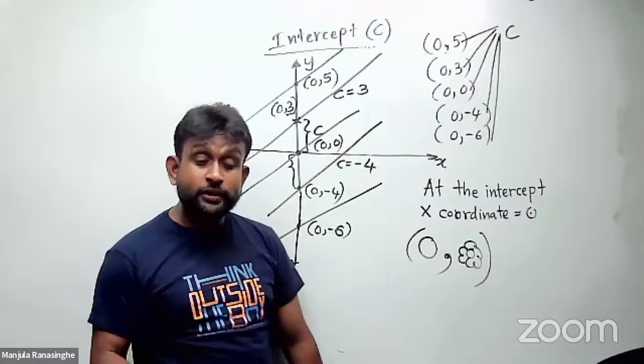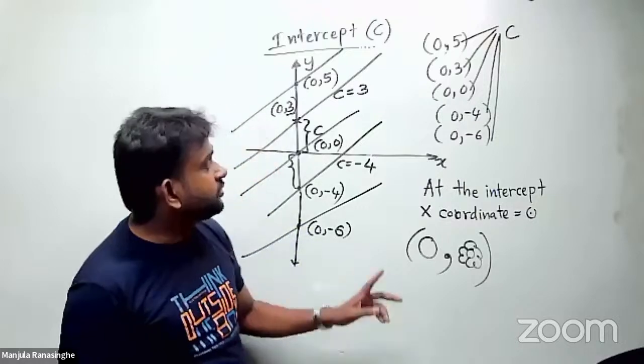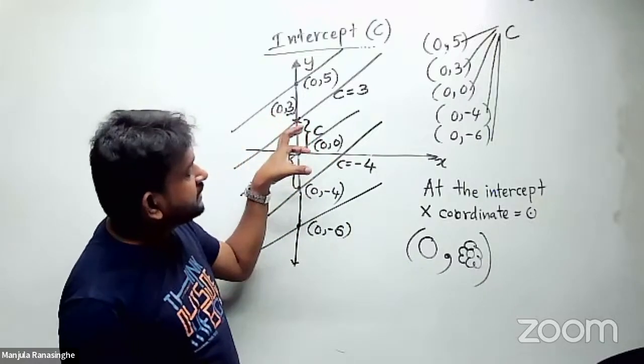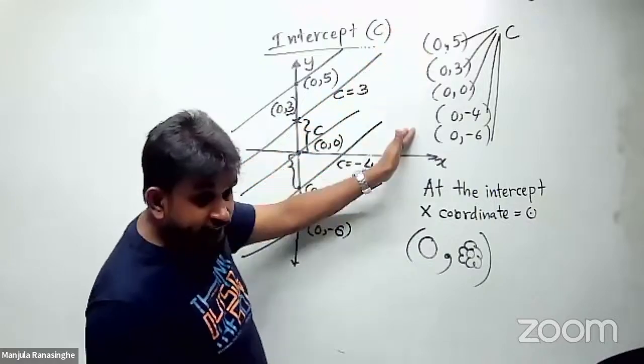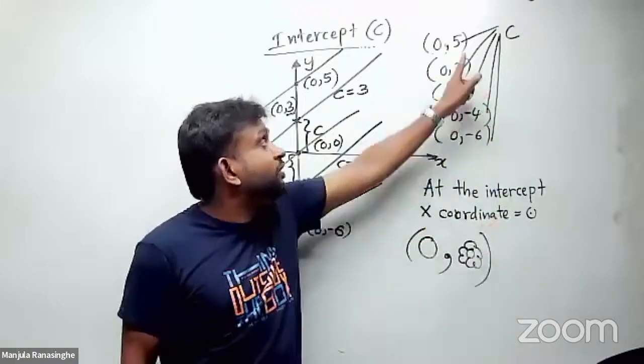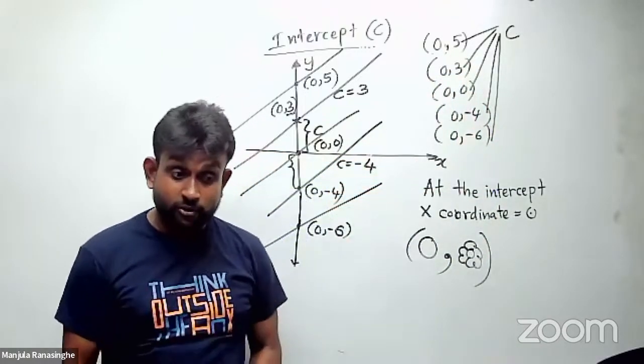So intercept, none. So how to find the intercept? With use of the graph, the y-axis cutting point. So how to find the intercept? With use of the coordinate after the 0, right? That value is the intercept. Here 5, here 3, here 0, here -4, here -6. Likewise. Okay, good.